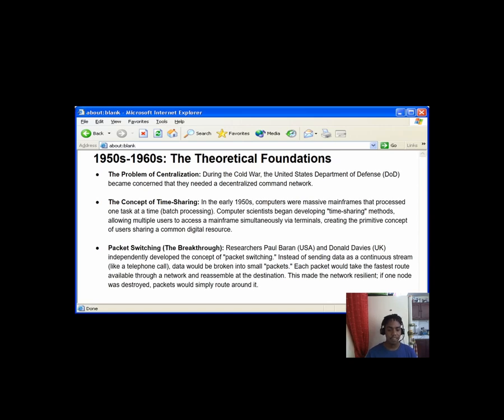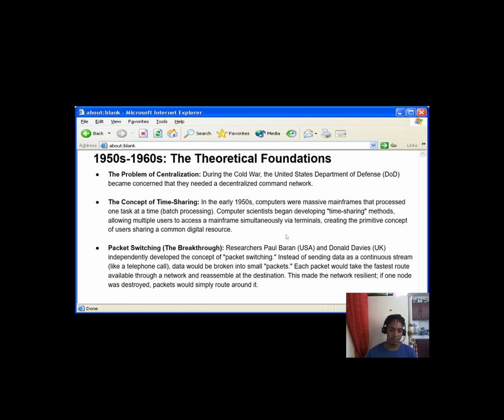The concept of time sharing. In the early 1950s, computers were massive mainframes that processed one task at a time, batch processing. Computer scientists began developing time sharing methods, allowing multiple users to access a mainframe simultaneously via terminals, creating the primitive concept of users sharing a common digital resource.